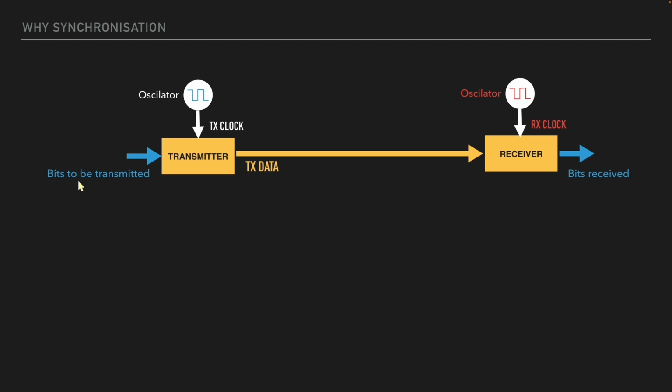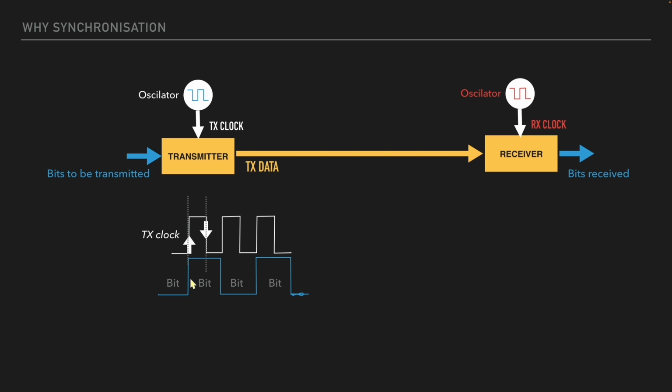So when data needs to be transmitted, the bits have been put into the transmitter, and the transmitter will clock out the data bit onto the bus. Then the receiver will clock in the data bit, recover the bit, and send it to the microcontroller. Let's have a look at how that would work if we have no synchronization between the oscillators. So we have our data bit coming in, and that's the beginning of the data bit, and this is the span of the data bit.